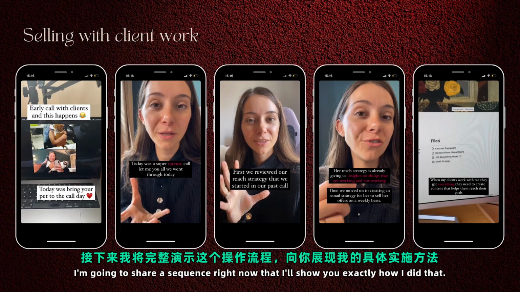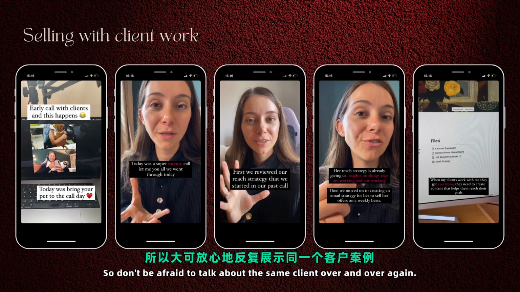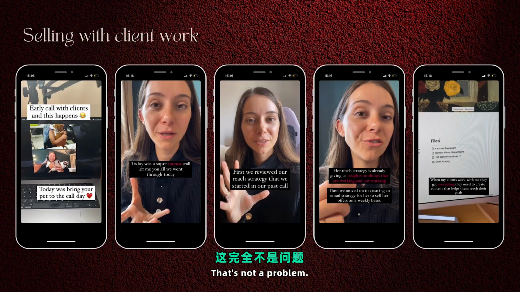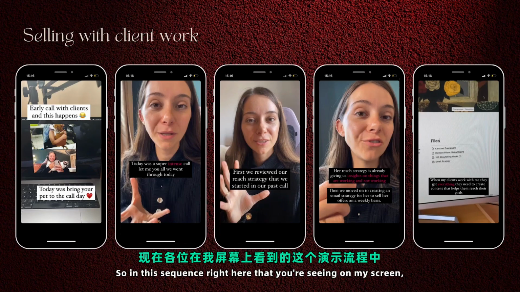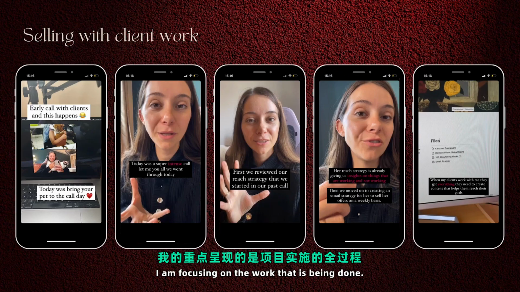I'm going to share a sequence right now that will show you exactly how I did that. But also, here's just a little note: people don't remember things that you did before, so don't be afraid to talk about the same client over and over again. That's not a problem. So in this sequence that you're seeing on my screen, I'm showing the work. I am focusing on the work that is being done.